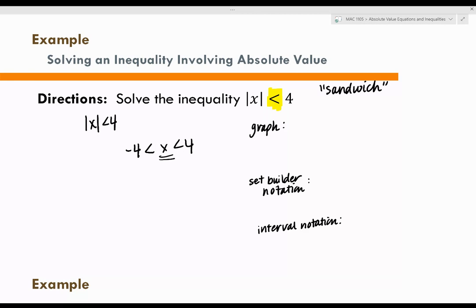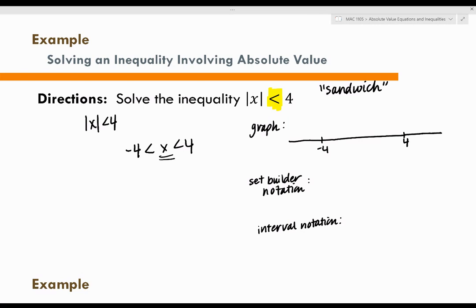If they ask us to graph our inequality, the first thing we're going to do is draw a number line. And we're going to write our 2 answers on there. So our 2 answers are -4 and +4. You always write your numbers on there the way that they naturally would occur on a number line. So -4 is smaller, so that's why it's on the left.